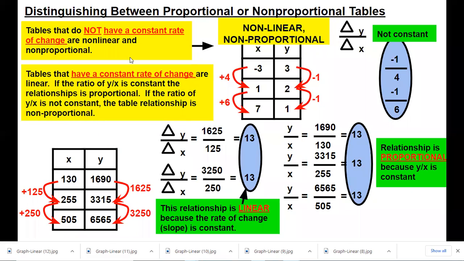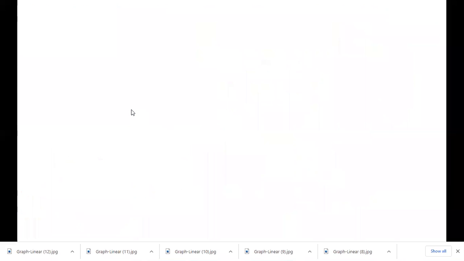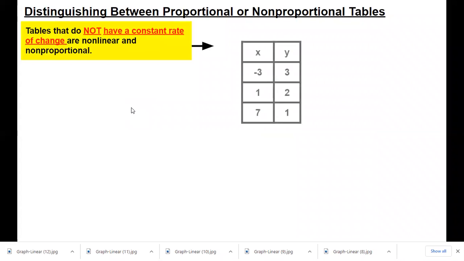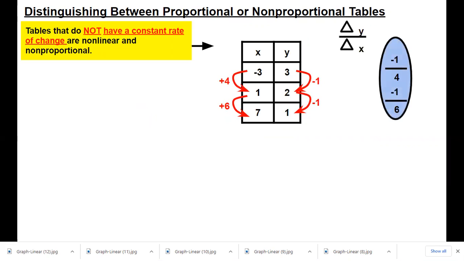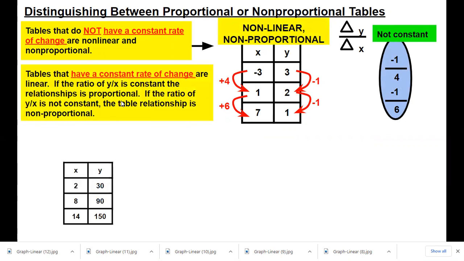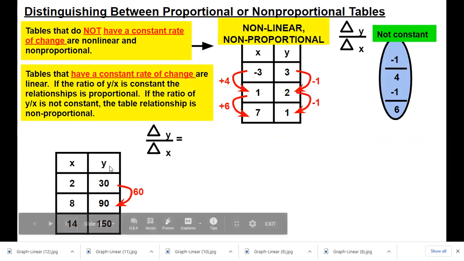Okay, let's keep going. So this table is linear and proportional. Okay, this was the first table we looked at. We decided that one was not linear and that one was not proportional. Then we didn't have to do any more tests once we found out it was not linear. Okay, then we did one that was linear and it was proportional. Oh, this is a different one now, never mind.